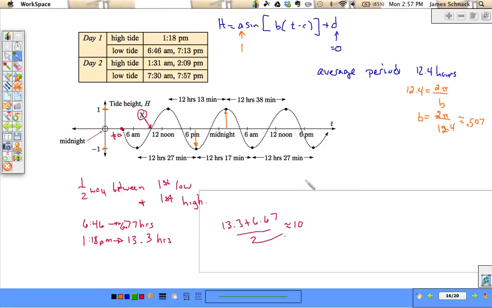And we now have all the pieces we need. H equals, A is 1, so sine of 0.507 times (T minus 10) plus 0. So there we have it, ladies and gentlemen. We are done. We now have an equation that will predict for us when high tide and low tide is on this particular beach. This problem did require some problem solving, some thinking outside the box, but that's going to happen when you have these where it's not just straightforward data points.